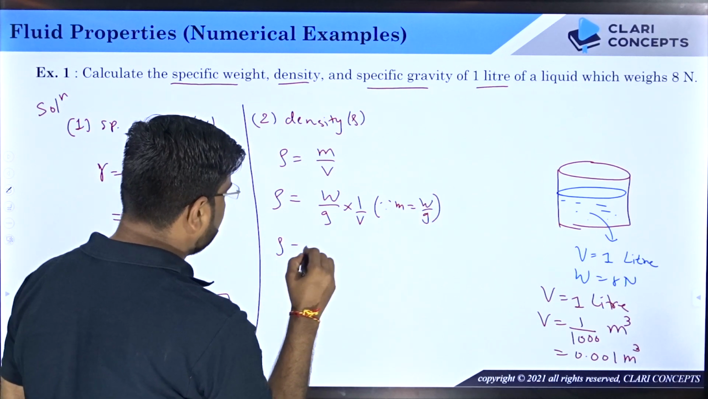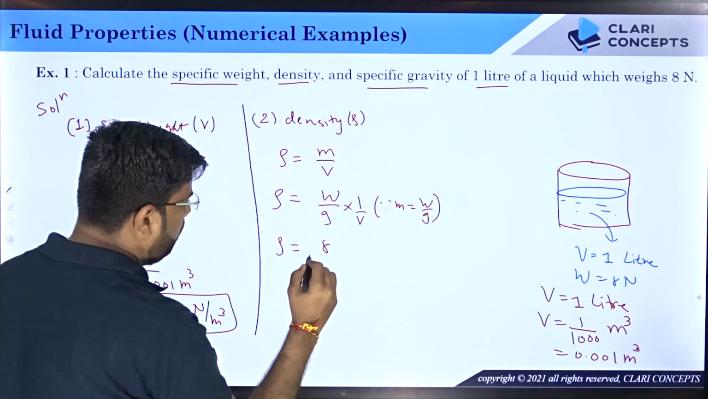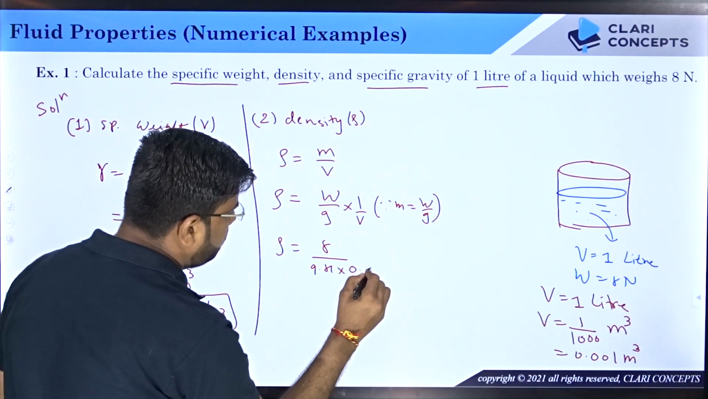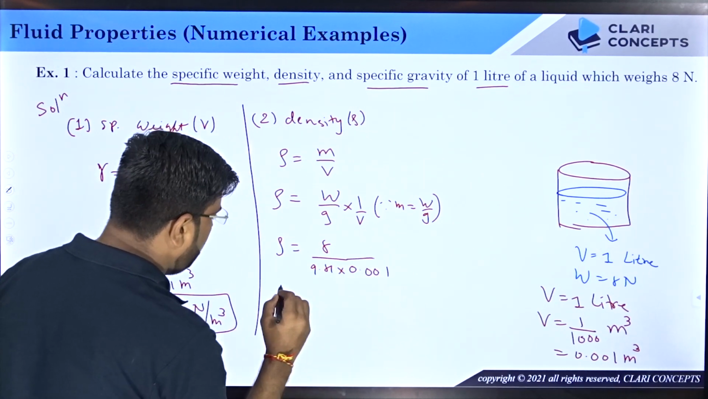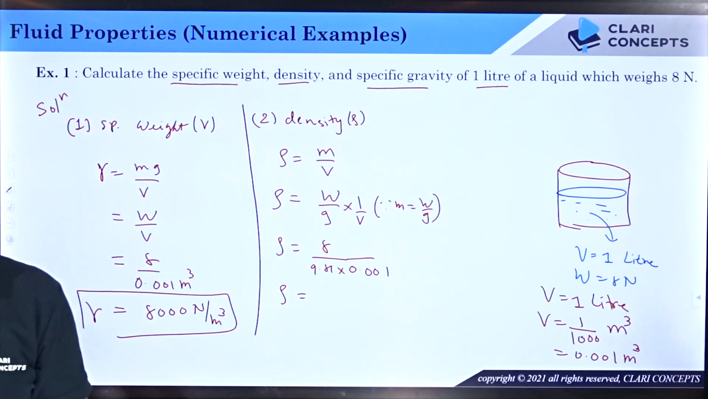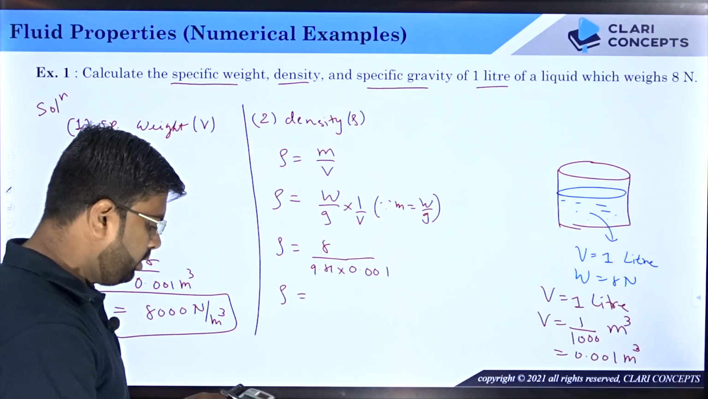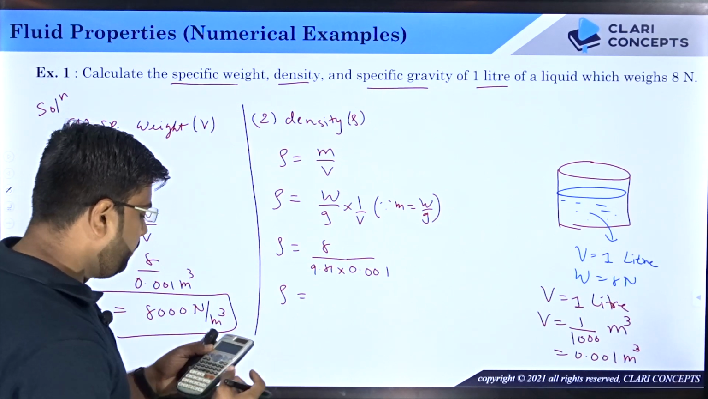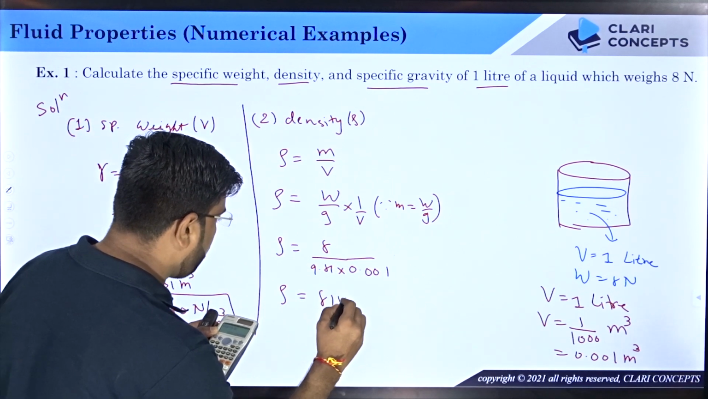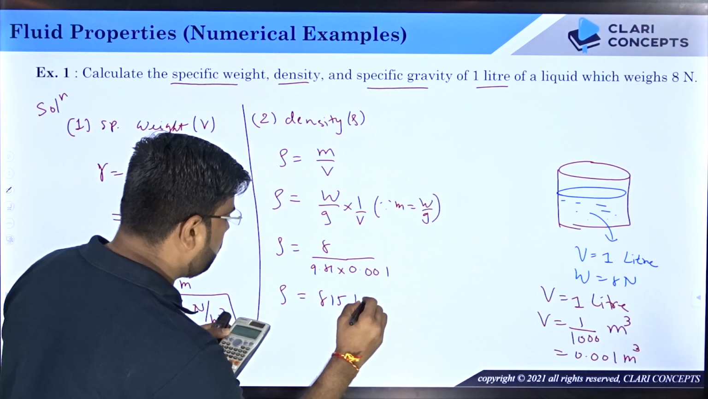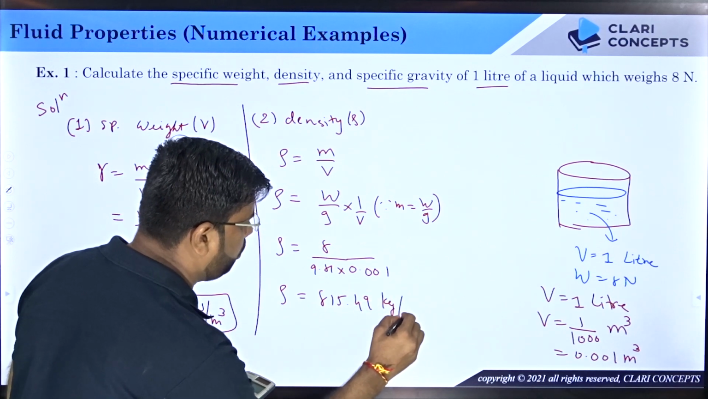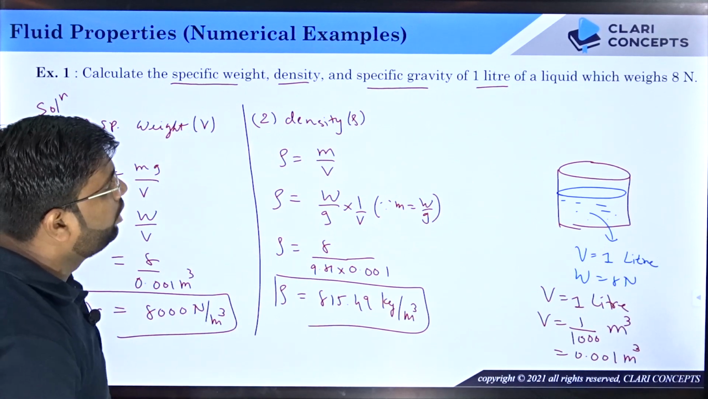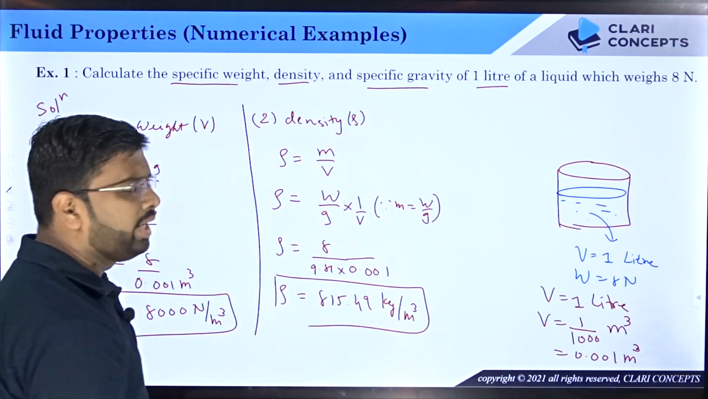Now you have all the values. You have weight to be 8 Newton, you have g to be 9.81 and you have V to be 0.001. What is the answer? Let me calculate. This is 8000 divided by 9.81 directly. This will give you 815.49 kg per meter cube. So the density of this particular liquid given to you is 815 kg per meter cube.